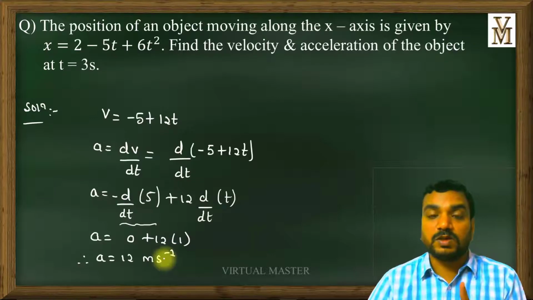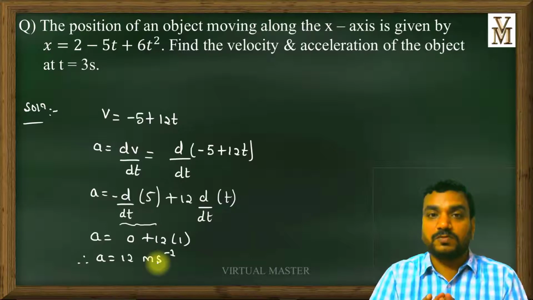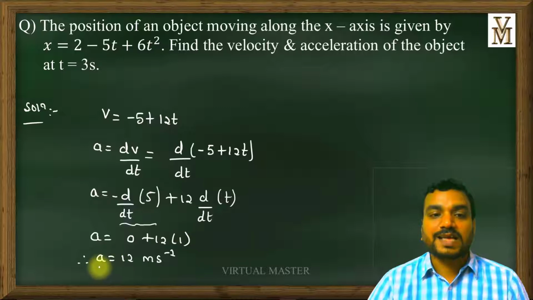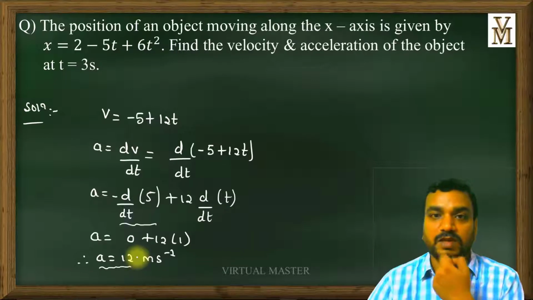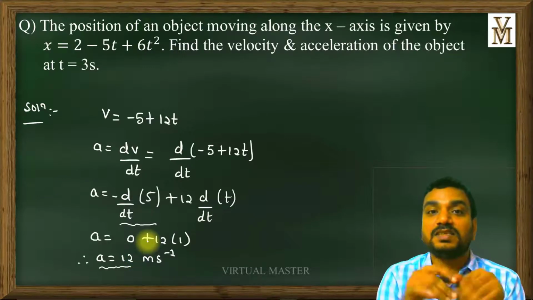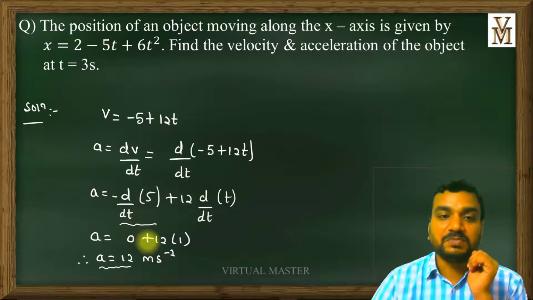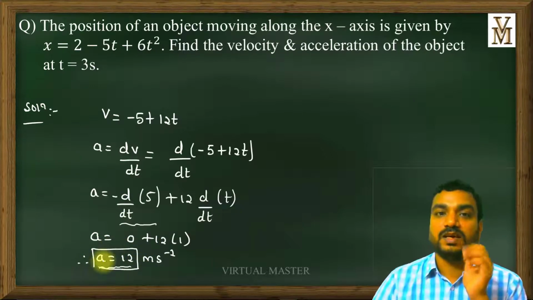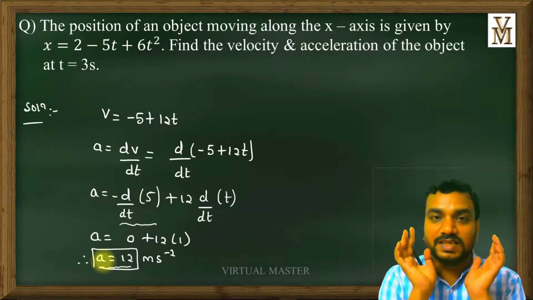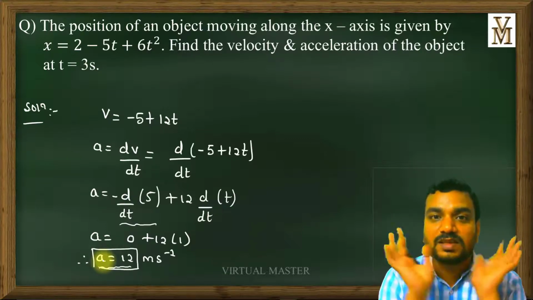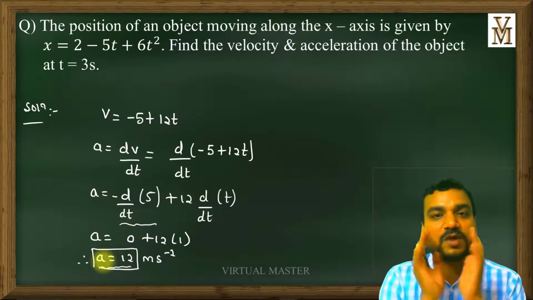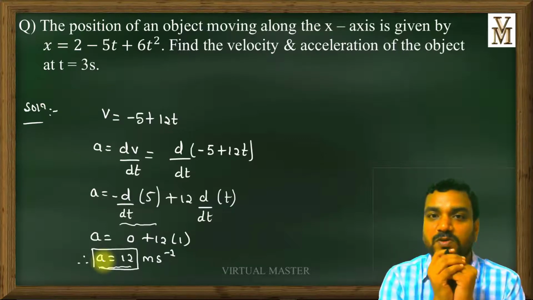Okay, always remember that you have to write the unit of the variables. If you miss the unit, then you are going to lose marks. Now you can see here acceleration is equal to 12. There is no variable t in the equation, right? That means acceleration is independent of time. That means acceleration is constant in this case because there is no t term in the equation. I hope everyone has understood how to solve this type of problem.